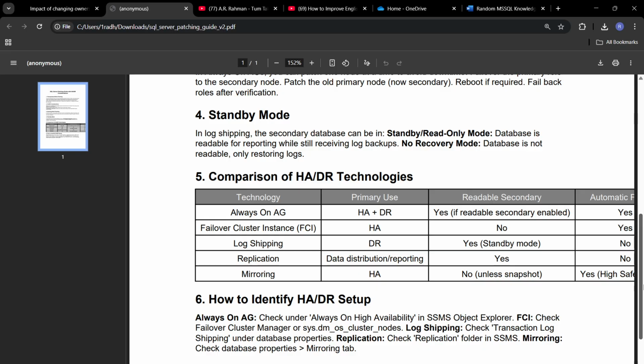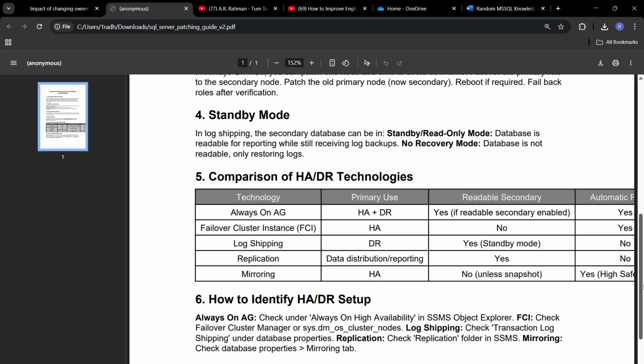Now coming to the comparison of HA and DR technologies. Basically, for high availability and disaster recovery servers, if we talk about Always On, then the primary use of Always On is for high availability as well as for disaster recovery.